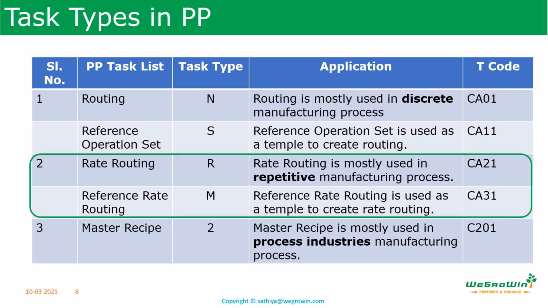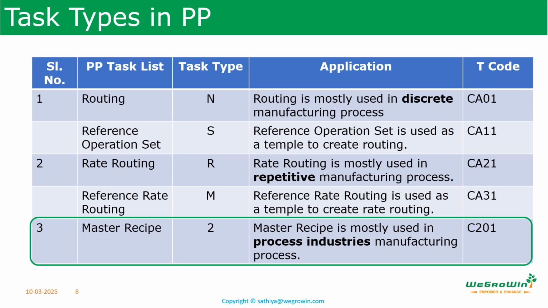For repetitive manufacturing, rate routing is used. These are created with transaction CA21. Task type is R. Similar to reference operation set, there is a reference rate routing, which is created to be the reference template for the rate routings. There is a difference between standard routing and rate routing, which we'll discuss later in this session.